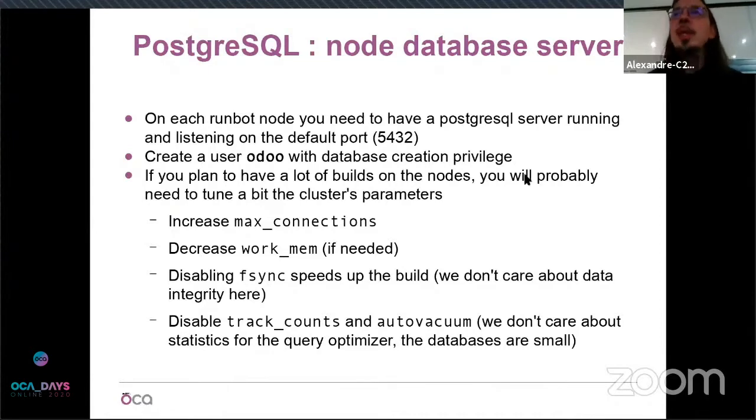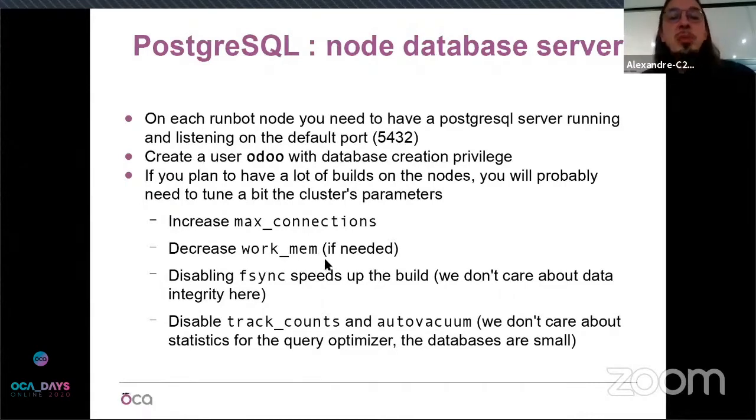your database, because your database server will be supporting potentially a lot of connections. So in the PostgreSQL configuration, you want to increase max connections. By default, it's 100, and by default, an Odoo server opens, I think, 16 connections. So with 10 builds, you have totally exploded that.